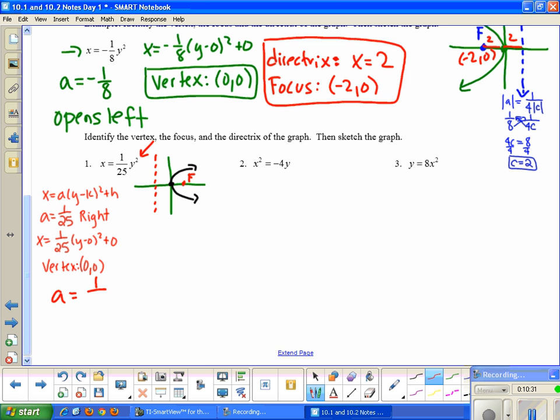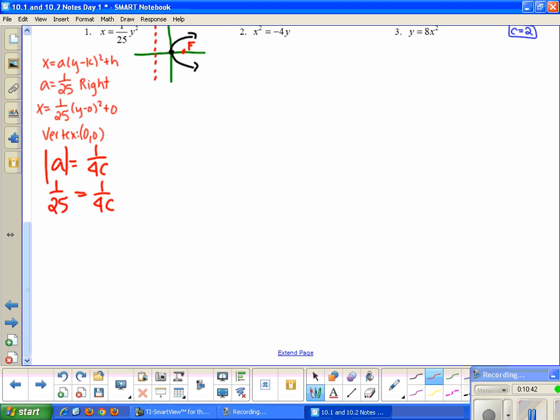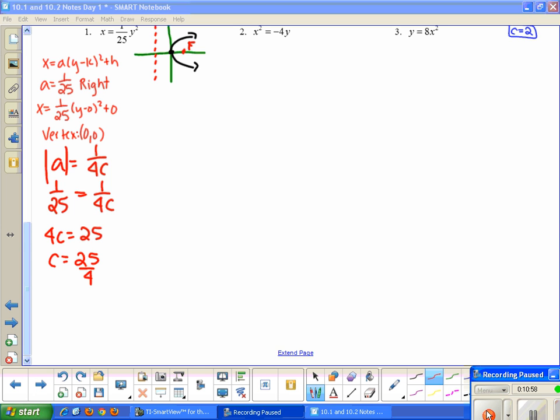The absolute value of A equals 1 over 4 times C. So in this case, A is 1 over 25, which equals 1 over 4C. And then, of course, we're going to cross multiply. So 4C equals 25, because 4C times 1 is 4C, and 25 times 1 is 25. Divide that by 4, and C equals 25 over 4. So that's about 6.25, but we're going to leave it as a fraction.